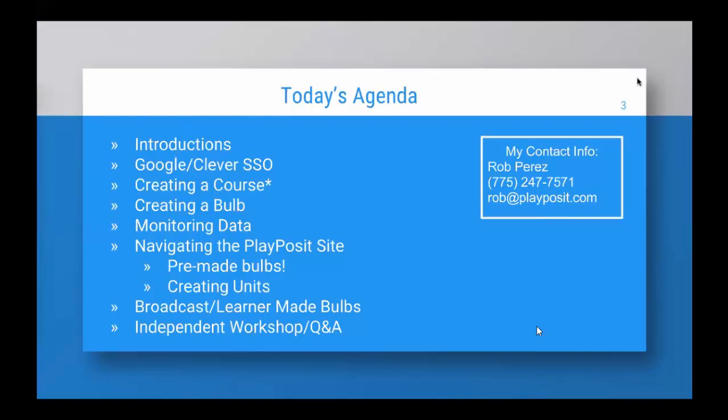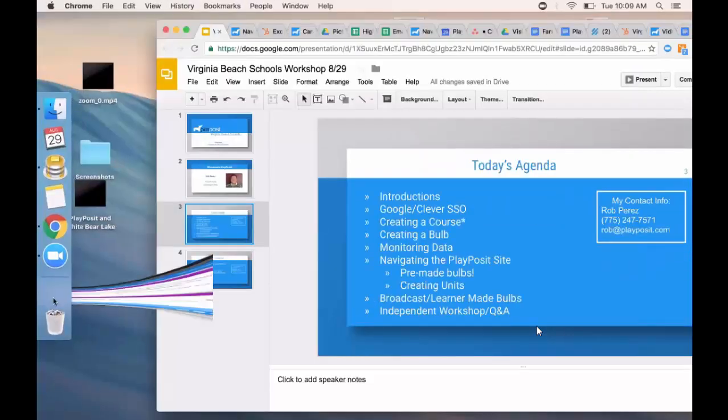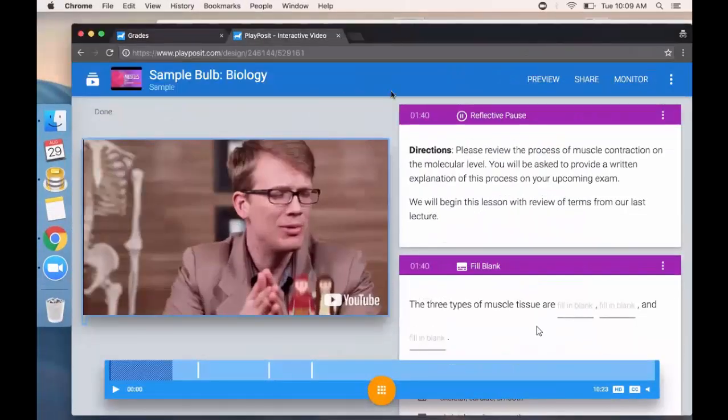So I'm going to jump into a sample bulb. This is what it looks like, and this is what we're going to go through the process of, the video builder, of creating a bulb here. I wanted to show you just some of the sample questions that we have. That way you can get a feel for, again, how PlayPosit can be used.